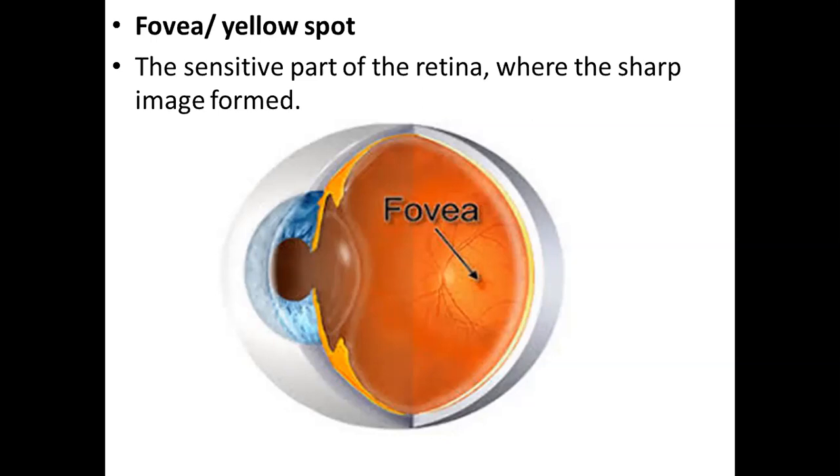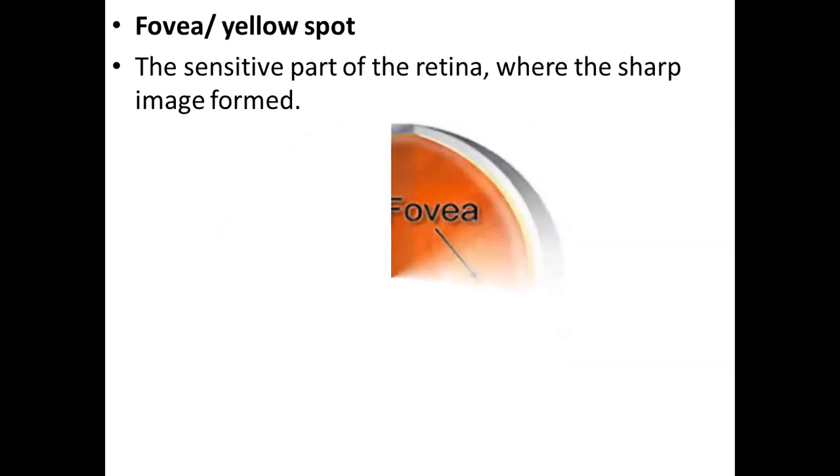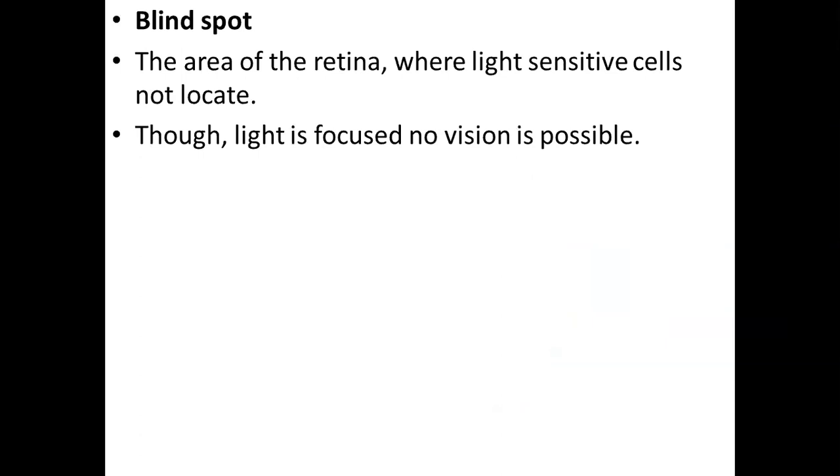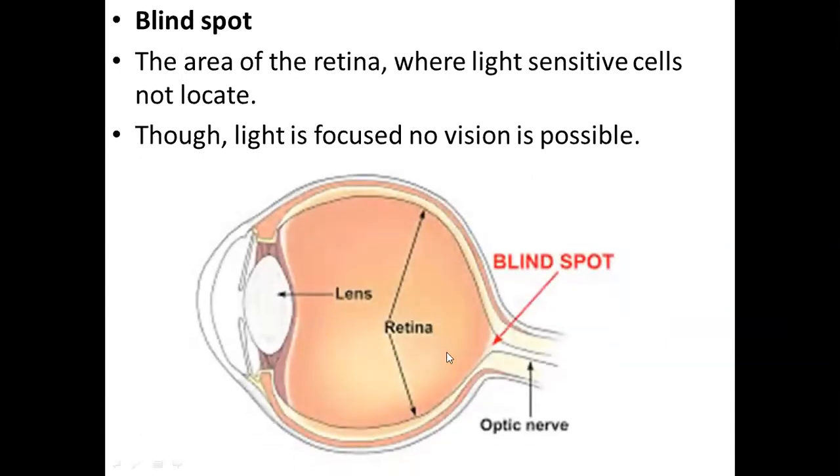What does the blind spot mean? It is the place in our eyes where the optic nerve passes through the retina to the brain. This is the blind spot. The place where the nerve passes through the retina to the brain is called the optic nerve, and this part is called the blind spot.